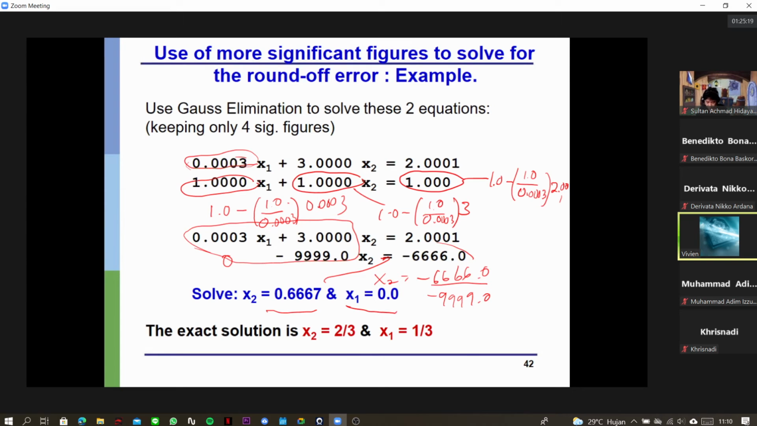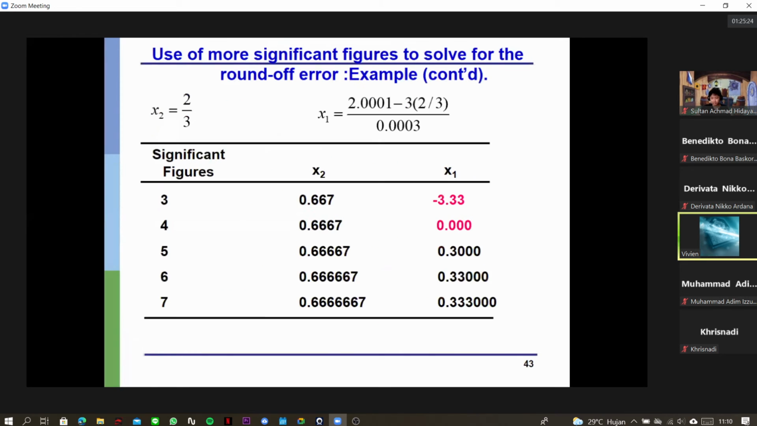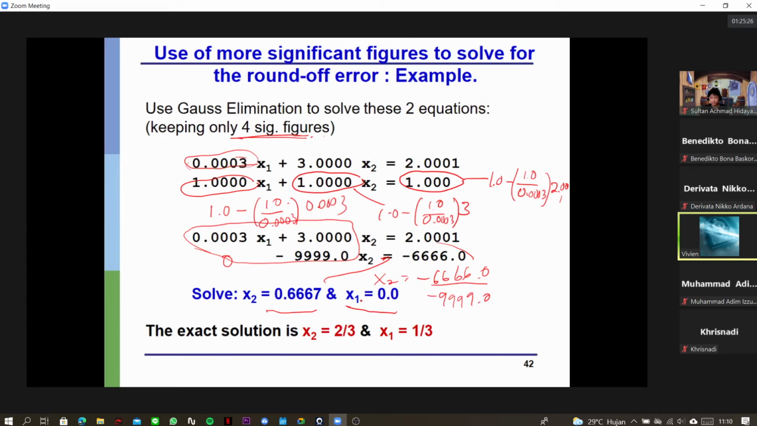So we see here the difference. What we have here, using only 4 significant figures, now the exact solution for this problem is actually x2 is 2/3, which is pretty close to what we have here. But the value of x1 is actually 1/3, which is quite far away from the value that we have here. What we have in the calculation is 0, while the value should be 1/3 or 0.333 and so on. So we see here that we have a large error by including only 4 significant figures.